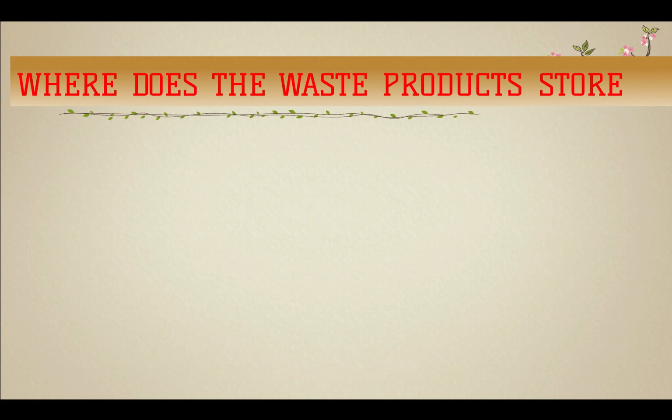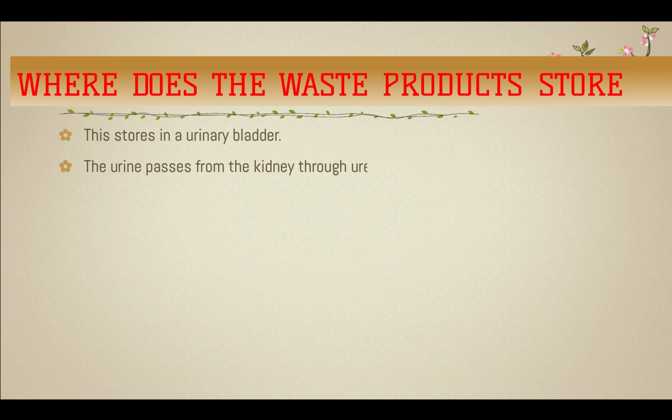Now, where does the waste product get stored in the body? The waste is stored in the urinary bladder. The urine passes from the kidney, through the ureter, to the urinary bladder, as we saw in the pictures.